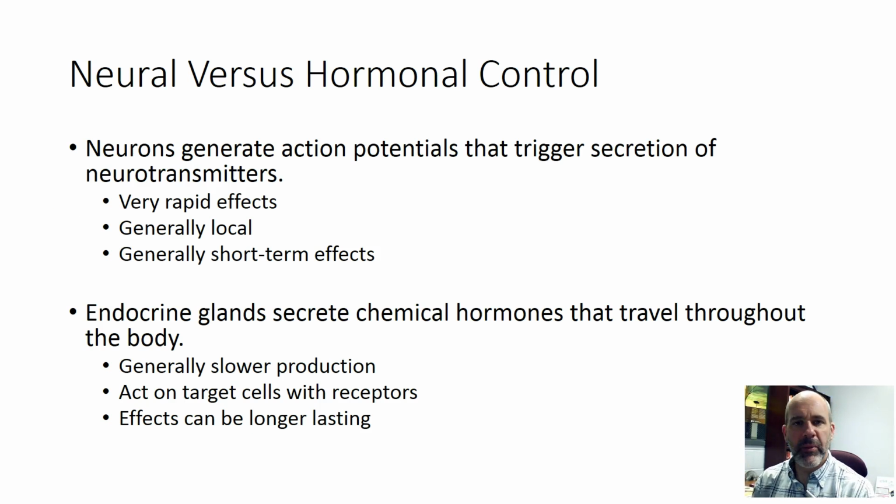All right, so again, a little bit of difference. I talked about this just a minute ago from an introductory level, but let's think about the difference between neural control and hormonal control. Neural control refers to your nervous system. So you learned, hopefully, in Biology 201, that neurons are the main cell type of your nervous system, and they communicate by generating action potentials.